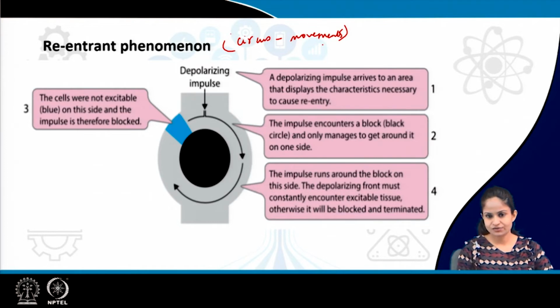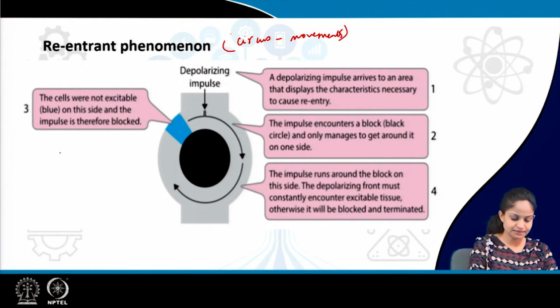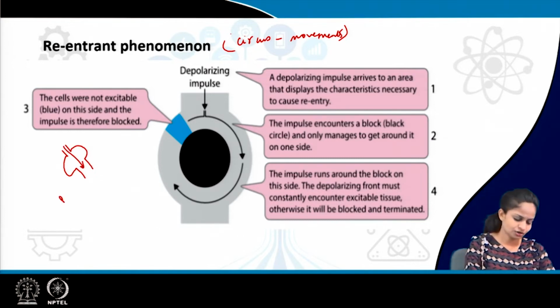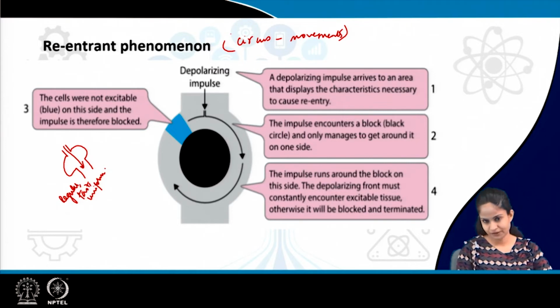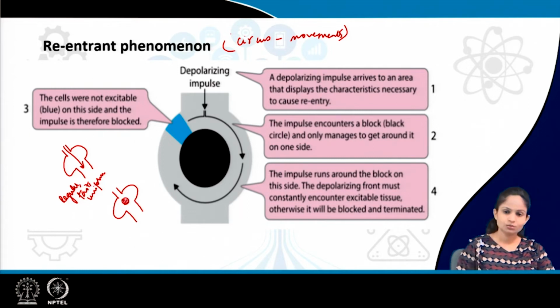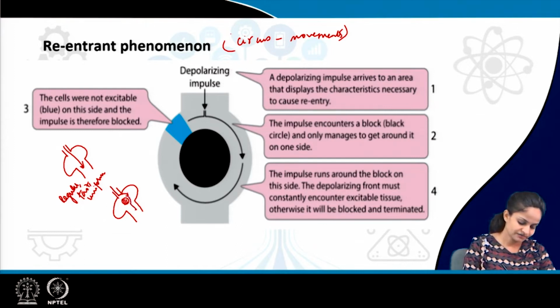Now, what happens in case of the reentrant phenomenon? Generally, the impulse will move in a cell in these directions. Because the normal impulse conduction is regular, fast, uniform, without any hindrance in the pathway. But what happens whenever there is a hindrance in the pathway? Now, suppose there is a scar tissue. What will happen? The impulse will come and it will pass in this fashion.